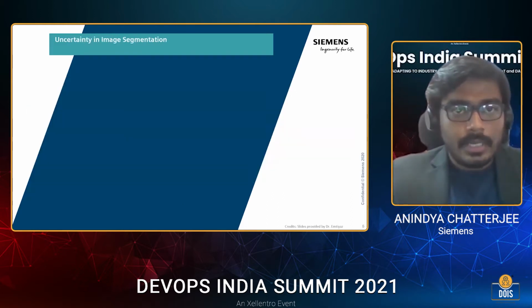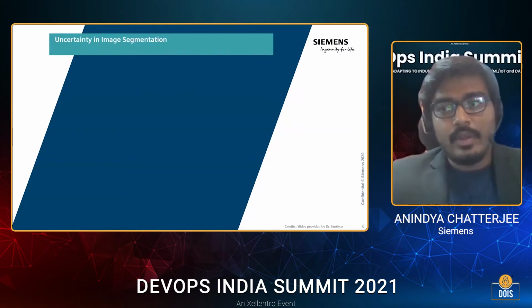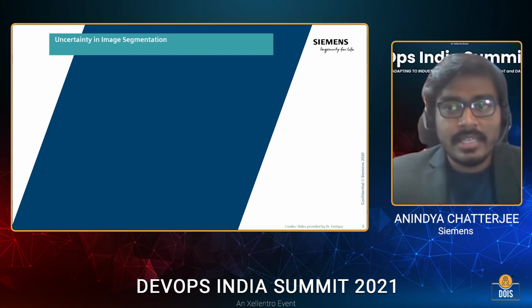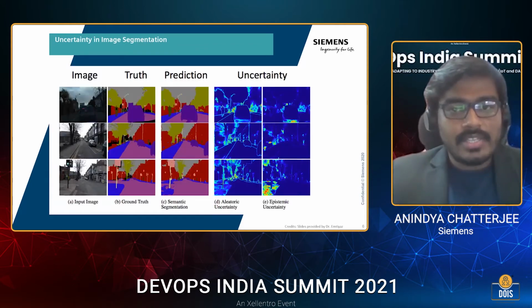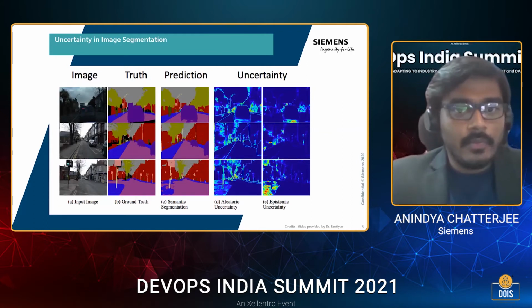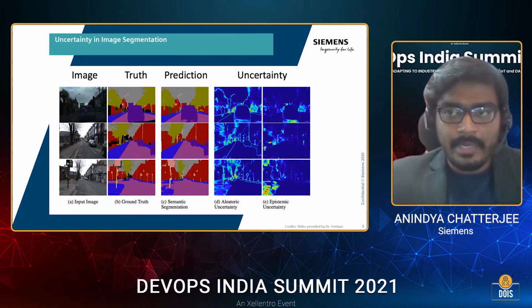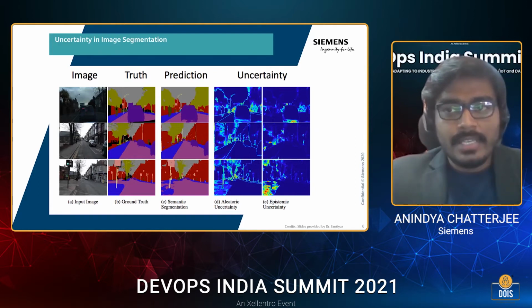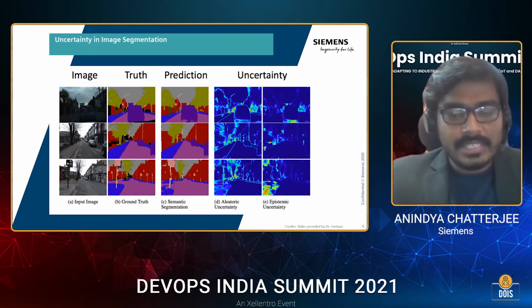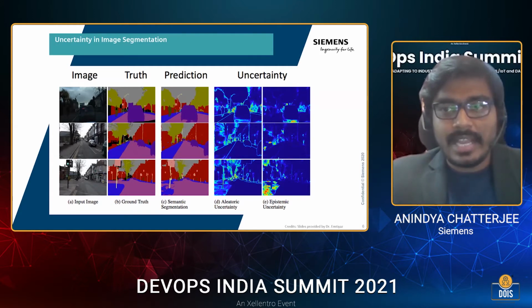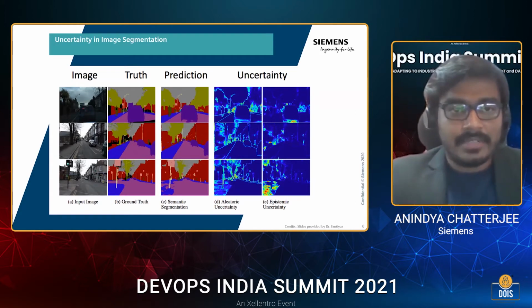Now, what is uncertainty when we talk about image segmentation? As I mentioned what image segmentation is, now let's try to understand what an uncertainty would be in an image segmentation problem. Let's say you have a self-driving car application, and you're supposed to segment the roads from the footpaths. If there is an uncertainty, or a misclassification between the road and the footpath, that may lead to a major accident for a self-driving car application.